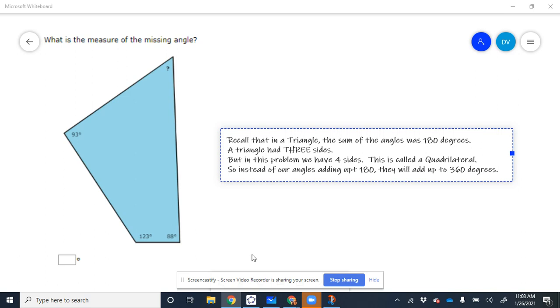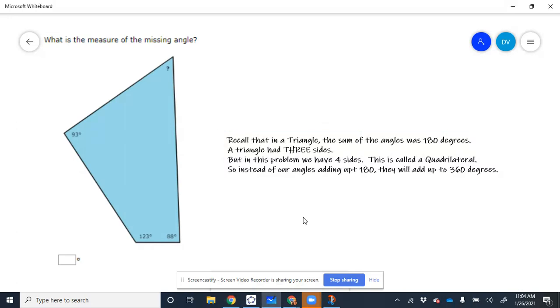Okay, so this says we want to find the measure of a missing angle. This is a quadrilateral, and let me say what I said a minute ago. Yesterday we had triangles, and triangles have three sides, and those angles added up to 180 degrees. That's what I have written here. But today we're going to look at problems where we have four-sided figures, and we call them quadrilaterals.